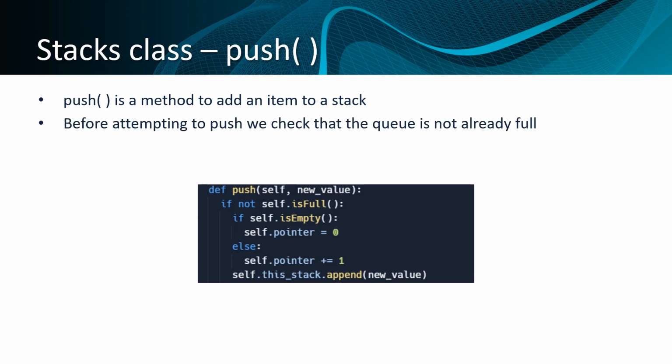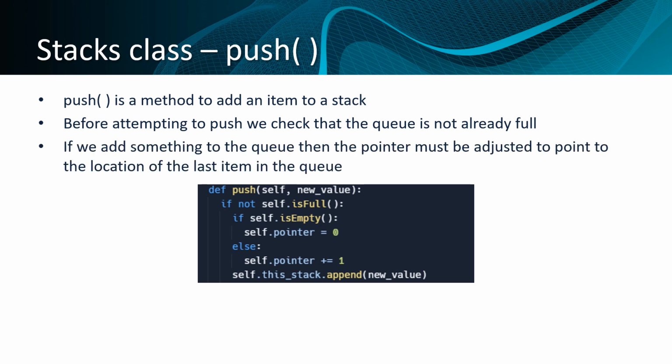Push is a method to add an item to a stack. Before attempting to push, we check that the stack is not already full. If we add something to the stack, then the pointer must be adjusted to point to the location of the last item in the stack. If the stack was currently empty, then the pointer would have said None and now needs to say 0. Otherwise, it needs to be incremented by 1.